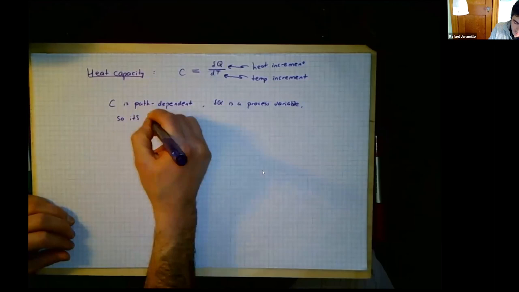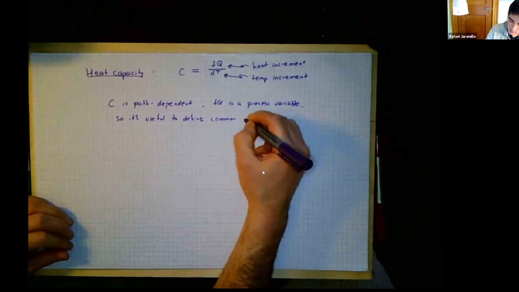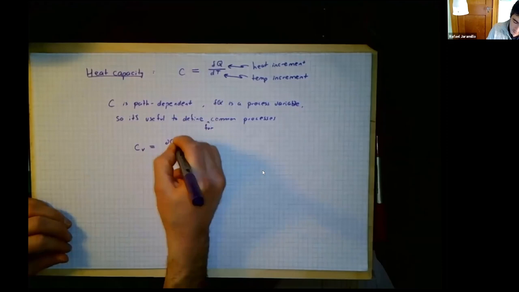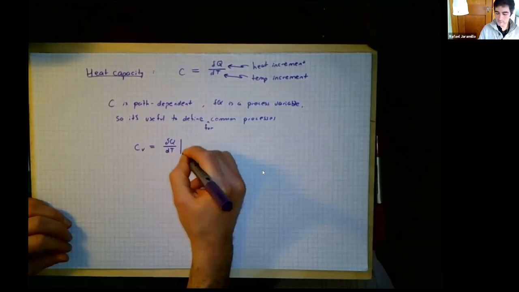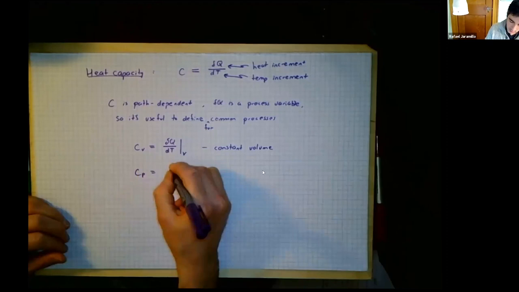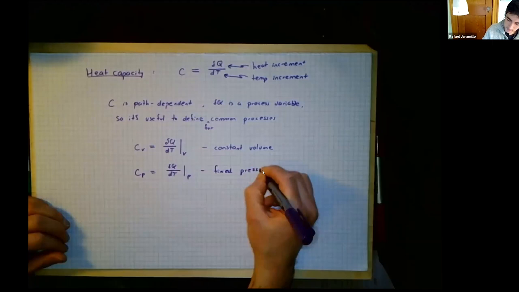So it's useful to define common processes. I should say define four common processes. And the ones that we encounter in this class are CV equals dQ/dT at fixed volume. And CP, which is dQ/dT at fixed pressure. And the reason these are what you encounter is because these are the most useful.